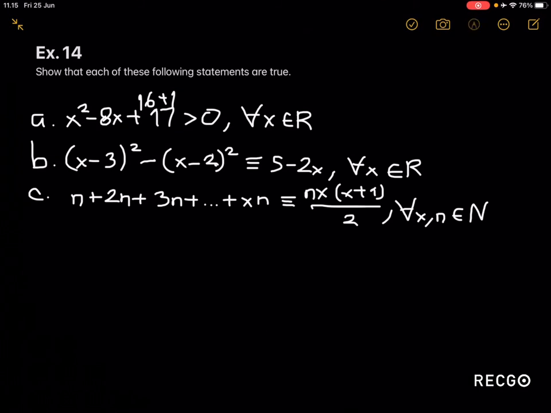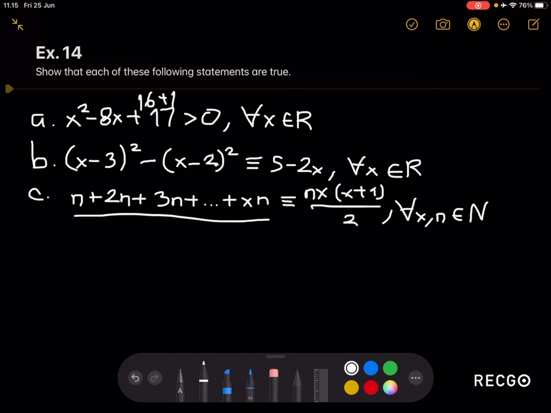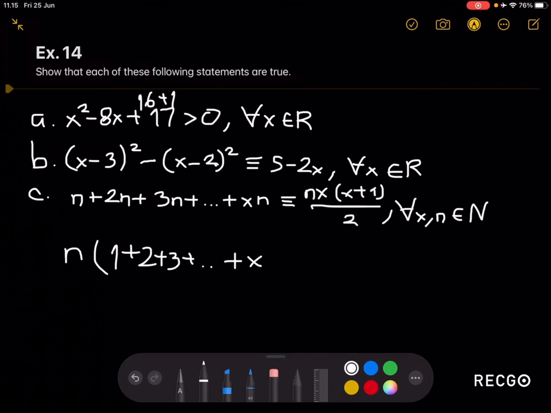And finally for c, we need to show that n plus 2n plus 3n plus all the way up to xn is equivalent to n times x times in parentheses x plus 1, all divided by 2, for all natural numbers x and n. Now first thing to do is that we can factor an n out of this, so we're left with 1 plus 2 plus 3 plus all the way up to x. Now notice that this is a pretty famous sum, and its value is x times x plus 1 over 2. And perhaps I will prove this.